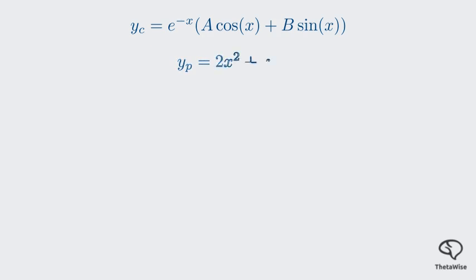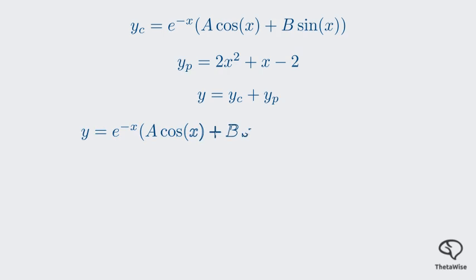We found the complementary solution, yc, by solving the homogeneous equation, which was e to the negative x times a cosine x plus b sine x. And we found the particular solution, yp, by guessing a polynomial and matching coefficients, which is 2x squared plus x minus 2. The final step is to combine them to get the general solution. The general solution is the sum of these two parts, y equals e to the negative x times a cosine x plus b sine x, plus 2x squared plus x minus 2.